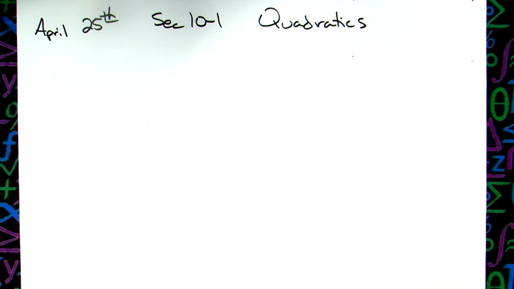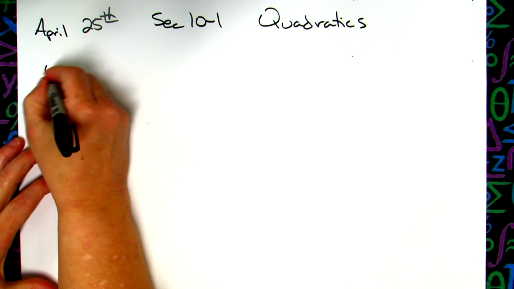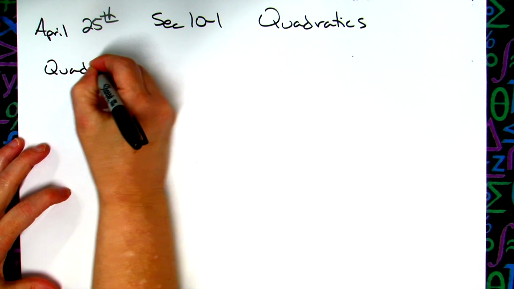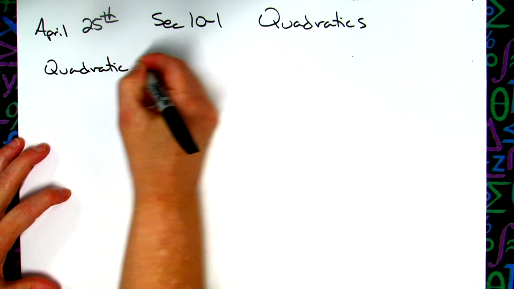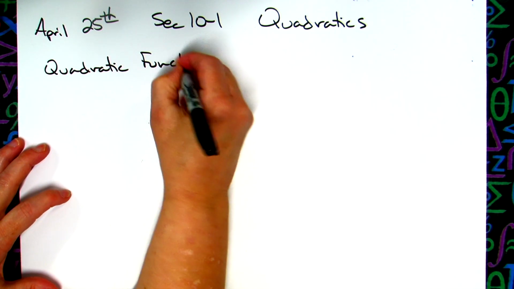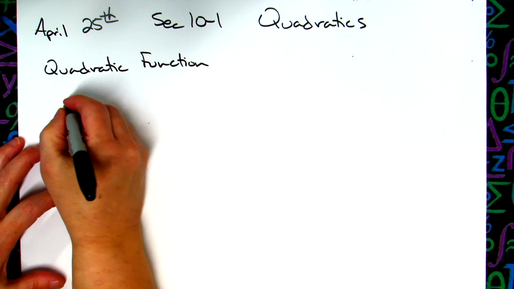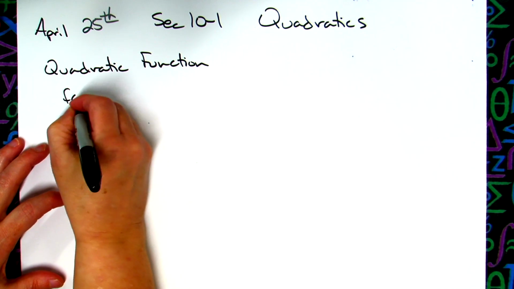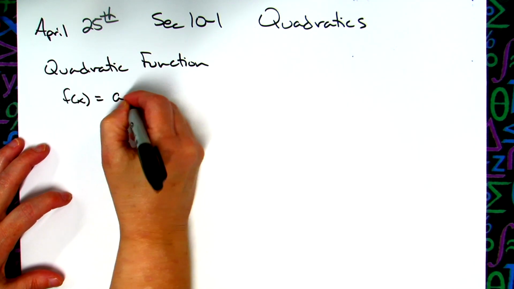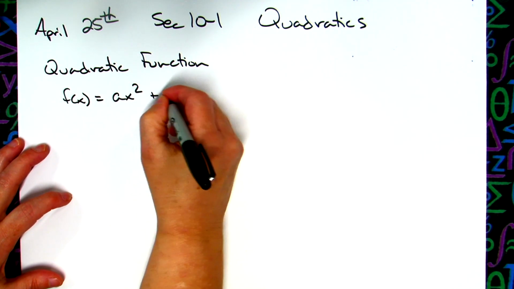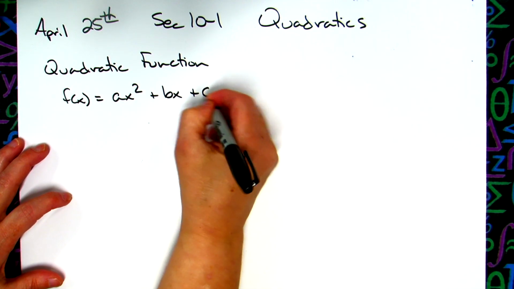As far as these quadratics go, we're going to look at vocabulary first. All right, so a quadratic function is going to look something like, and we're going to use function notation, f of x is equal to ax squared plus bx plus c.